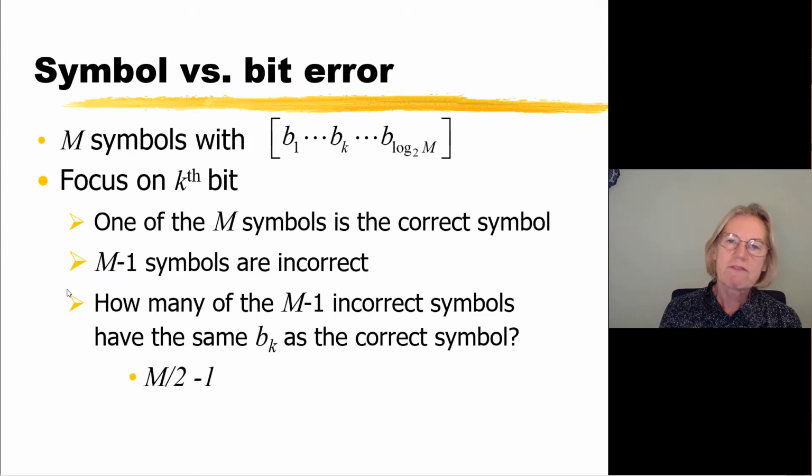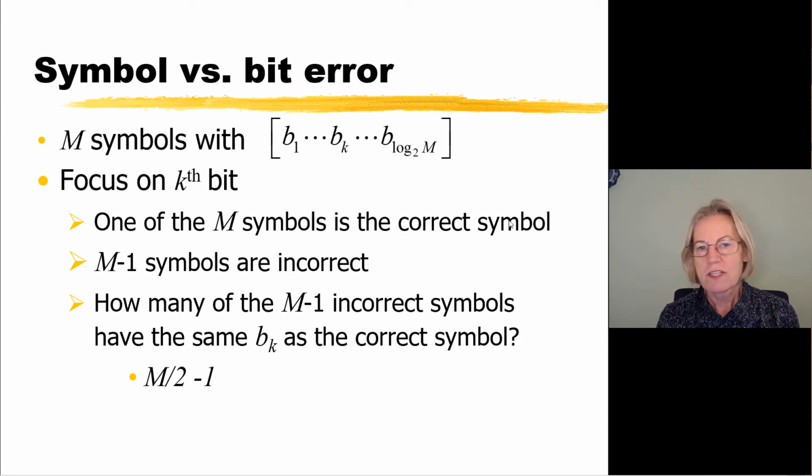So I said we have to figure out how bit errors occur. So let's think of a symbol. A symbol has a mapping to it. Each symbol has associated with it a vector of bits, a collection of log2 M bits, and this vector is assigned to a symbol. So let's look at the kth bit, some arbitrary bit in this sequence of length log2 M.